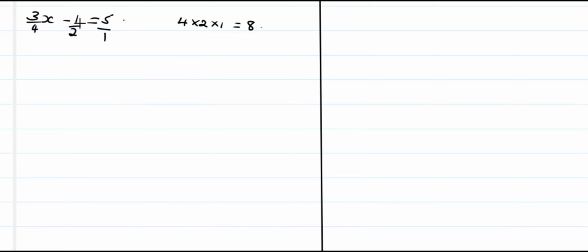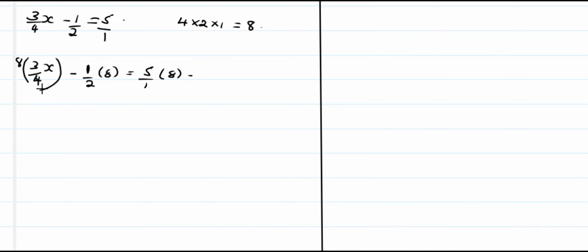Then, in all instances here, I will multiply them with 8. So for example, 3 over 4x, but now multiplied by 8, then minus half, but now multiplied by 8, is equals to 5 over 1, but now multiplied by 8, like that.